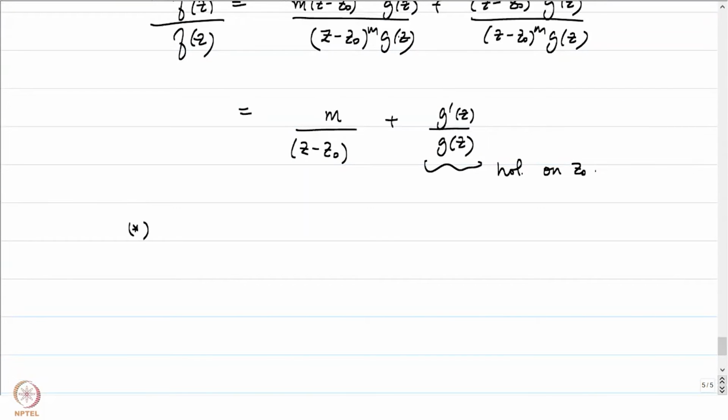Now, the case when z0 is in S and it is a removable singularity is very similar. So, let z0 be a point in S and z0 be a removable singularity.